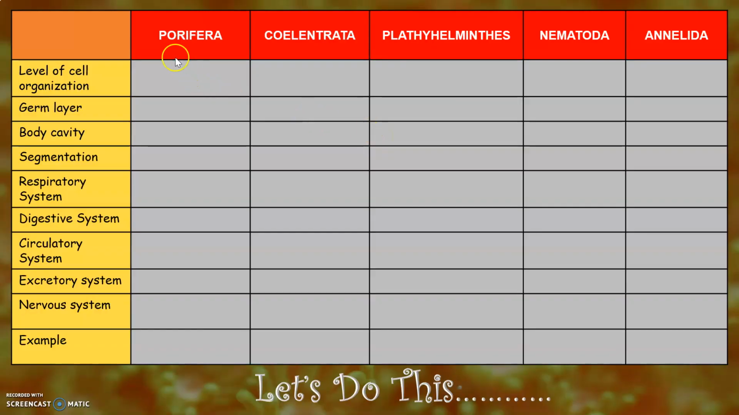Here there is a chart that you can fill in at your own time to see the advancement and modification that happens from Porifera up until Annelida. The level of organization starting from Porifera is just cells. Up until Annelida, it already has organs and systems. So you will see the advancement, how it becomes modified, and the evolutionary relationship. See you in the next video to hear about the remaining phyla.